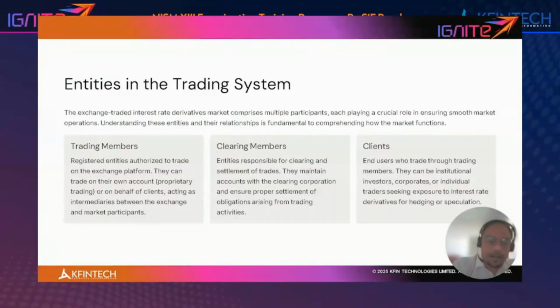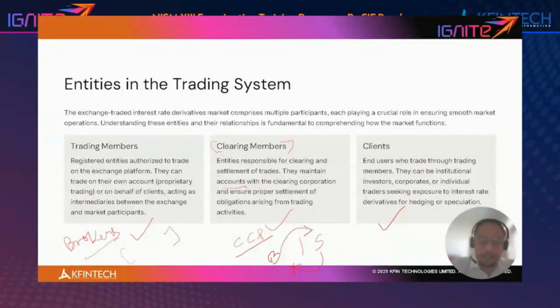So what are the entities in trading systems? One is the trading members. Now these are basically brokers. These are brokers who will facilitate the transactions. Then there are clearing members. As I mentioned, there are central clearing parties. They will maintain the accounts of both buyer and the seller, and whoever is obligated to pay the other person, all the records will be maintained by the clearing members. They ensure proper settlement of obligations arising from trading activities.